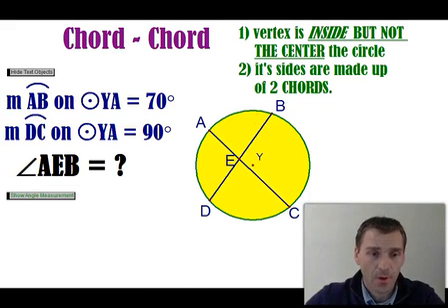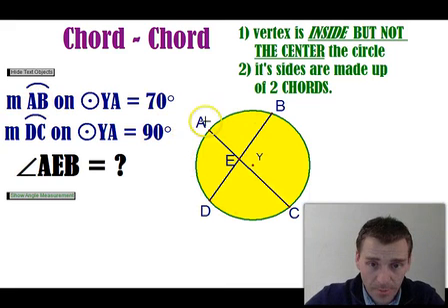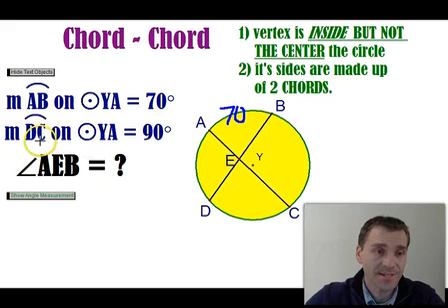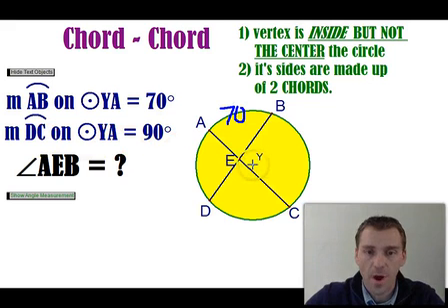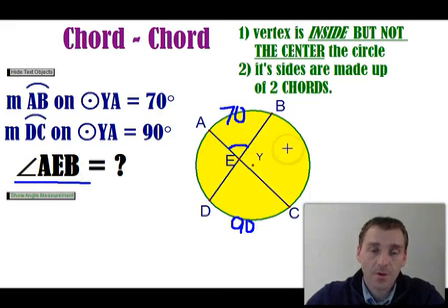So let's say we have one arc in this circle Y, where arc AB, up here, is 70 degrees. Wonderful. And then arc DC, good old District of Columbia, on circle Y is 90 degrees. So this is 90. The question is going to be, what's the measure of angle AEB? That's this one right here.